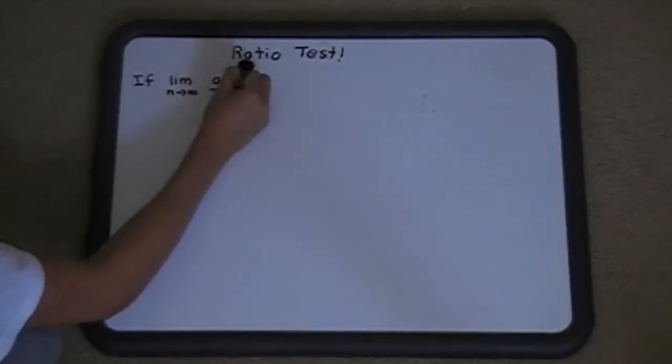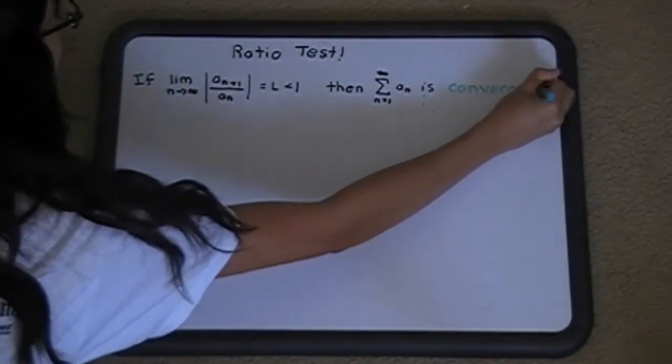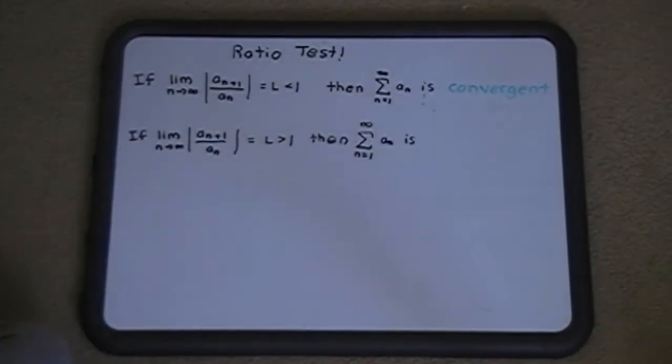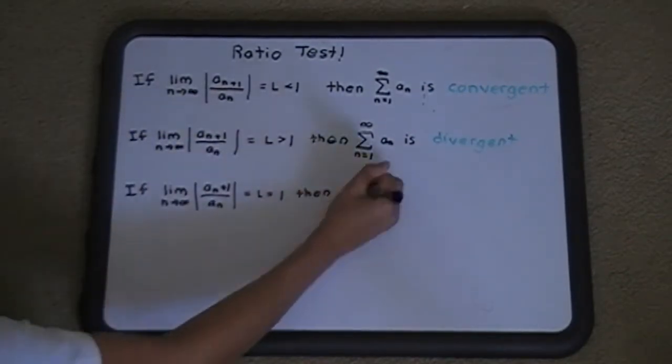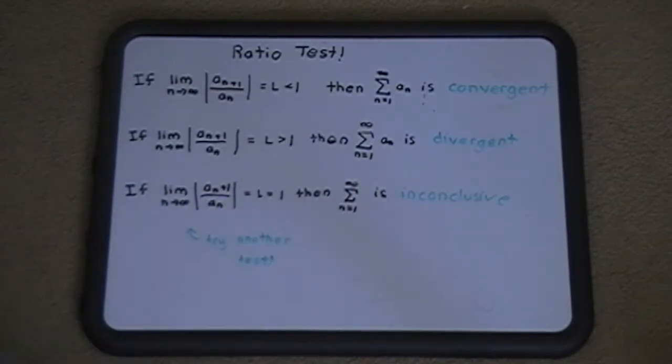So this is the ratio test, and basically you take a sub n, you do a sub n plus 1, you divide that by a sub n, and you take the limit of it, the absolute value. And if it's less than 1, then it is convergent. If it's greater than 1, it's divergent. And then if it equals 1, then it's inconclusive, and you're going to have to use another test.